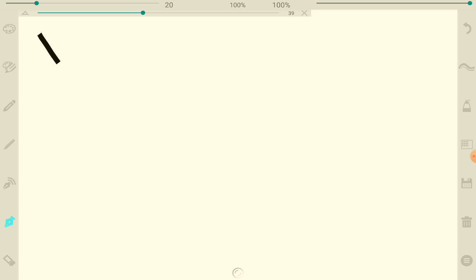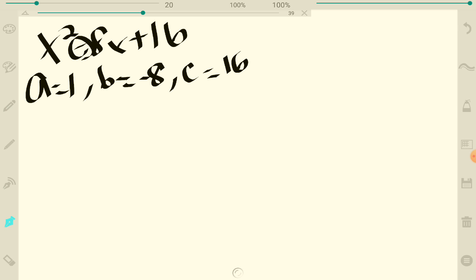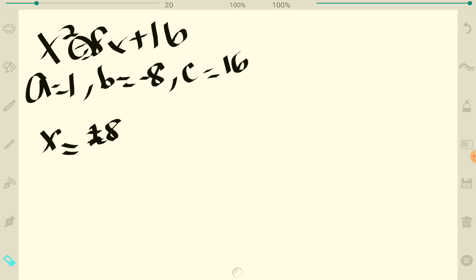For our next problem, it's going to be x squared minus 8x plus 16. And the formula, we already know the formula, and a equals 1, b equals negative 8, because there's a negative right here, and c equals 16. So when we plug them in, we should get x equals positive 8. There's not supposed to be a minus at the bottom. It's positive 8 because negative and negative cancel out in the formula.